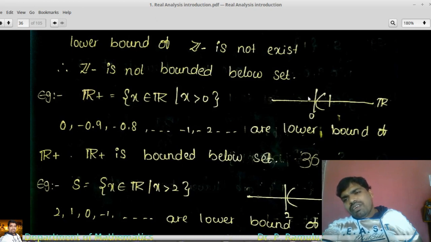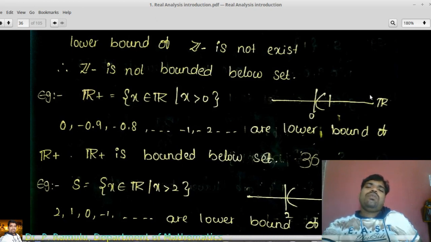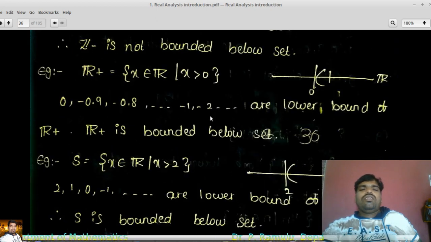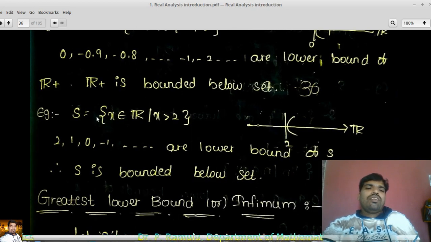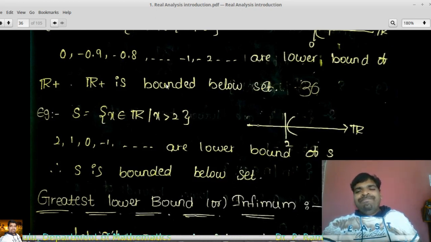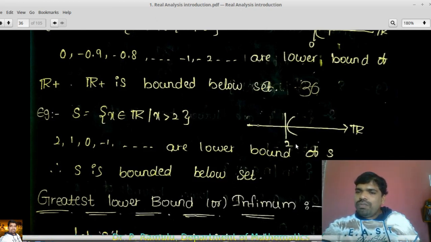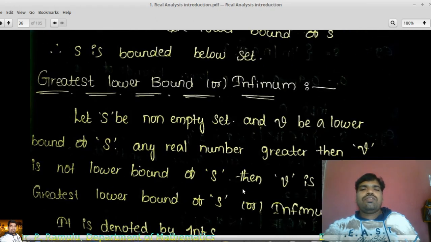All elements of this part are lower bounds. So 0, minus 0.9, minus 0.88, minus 1, minus 2 are lower bounds of R plus, so R plus is a bounded below set. If I take S equal to the set of X belonging to R such that X is greater than 2, then 2 is a lower bound, and all such elements are lower bounds of the set. That's why S has lower bounds and S is a bounded below set.